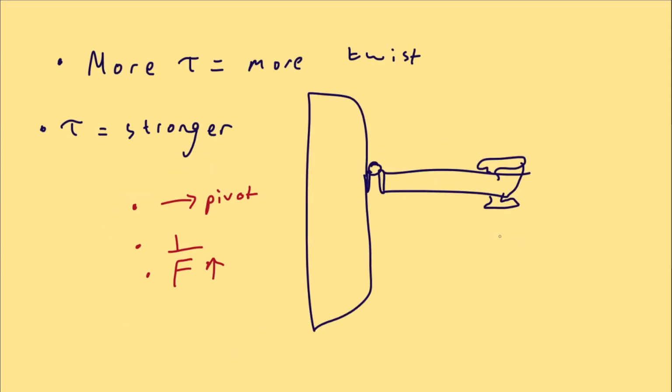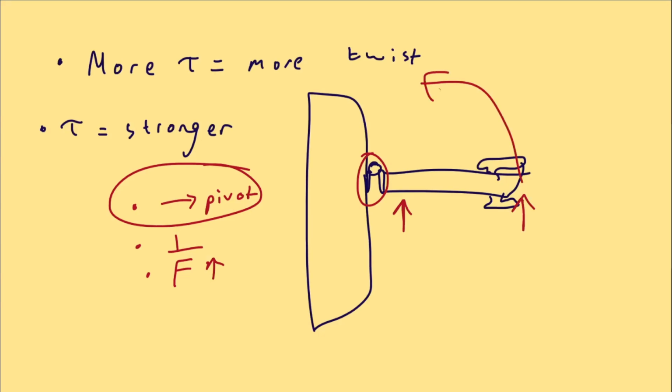So here's our door again. Let's look at the first thing that makes torque stronger. Here's the pivot, okay, the center. It's what our door rotates around. The further you are from the pivot, the easier it is to rotate. That's what we looked at earlier.